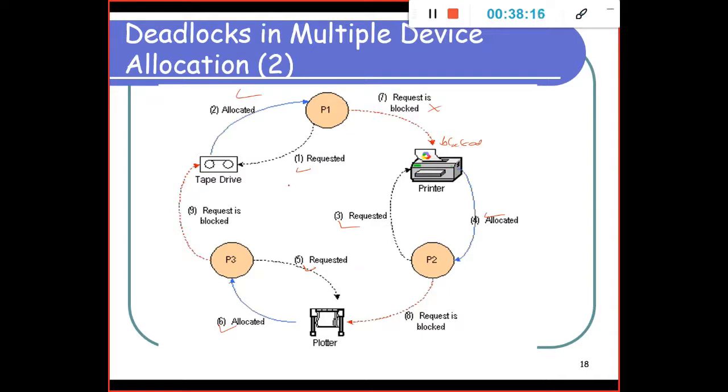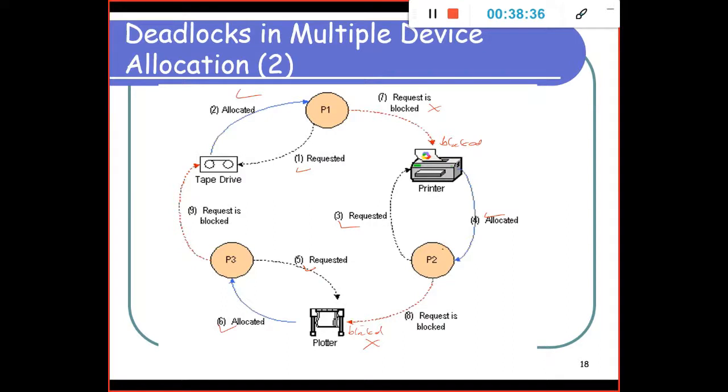Where is number 8? Oh, 8. So now P2 says, oh, I need something. Before I can print the next page, I need to use the plotter. I'm not sure why he needs to use the plotter. He tries to request the plotter, but it is blocked. So this one is not okay.